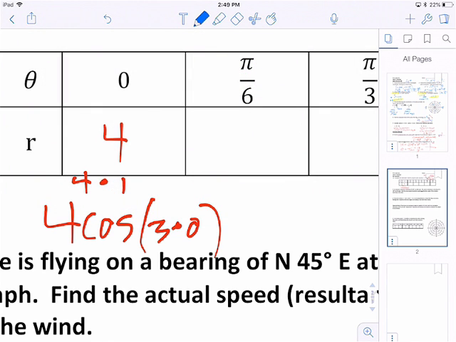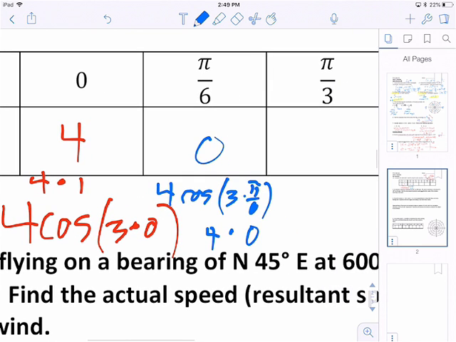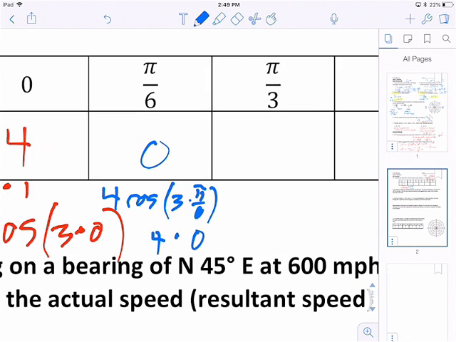But pi over 6, it's 4 cosine 3 times pi over 6. The 3 times pi over 6 is pi over 2. The cosine of pi over 2 is 0, so this is essentially 4 times 0, and I get 0. But you have to do that first, triple the angle, then cosine, then times 4. And this is exact. This is all unit circle, so you won't have a calculator. You just make sure you know your basic unit circle values.